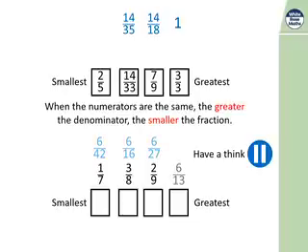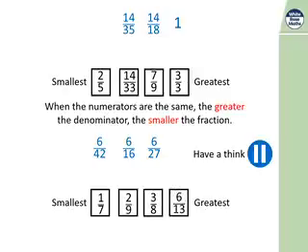And now we can use our rule, because we've got a common numerator. So the smallest fraction is going to be 1/7. Then we've got 6/27, so 2/9. Then 3/8, and lastly the greatest fraction, 6/13.